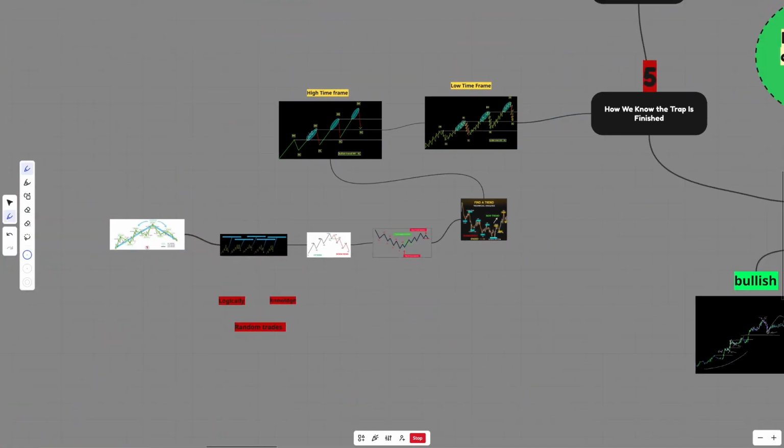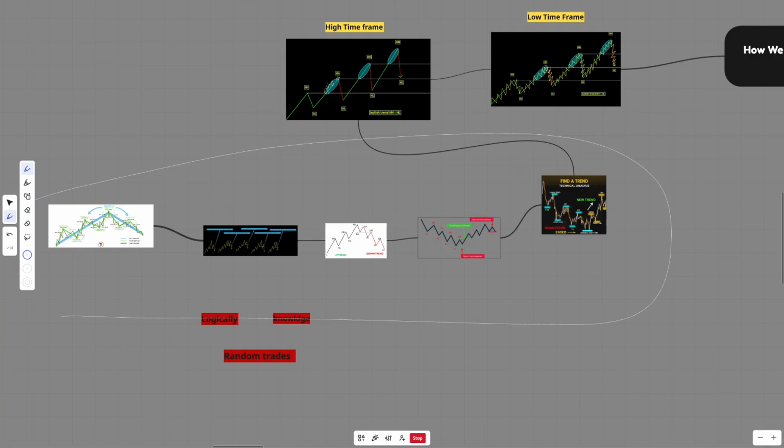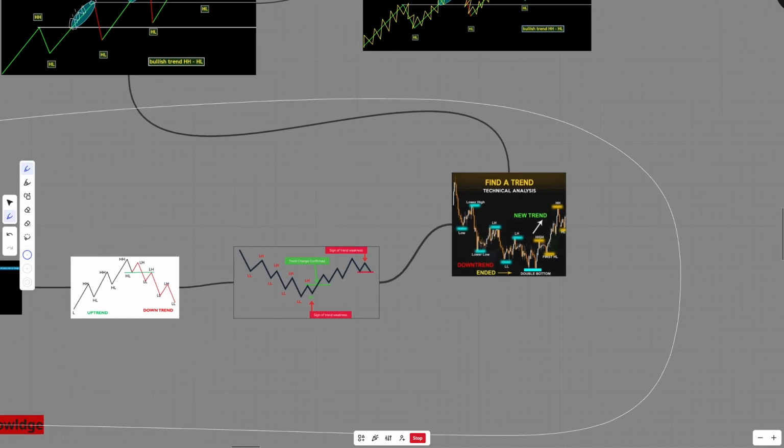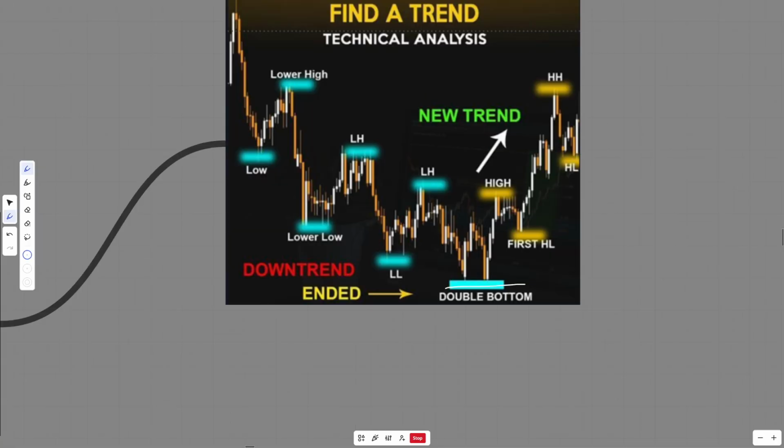Okay, so now we are going to this. I will explain all of this, and then I will be back again to this picture. Okay, so now we are going to how to know when the trap is ended. So this is, for example, a trap on a bearish structure.